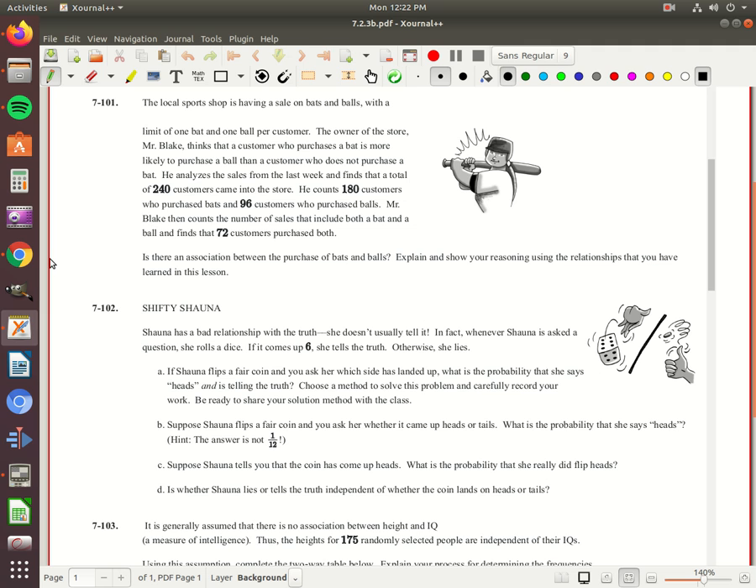A store is having a sale on bats and balls with a limit of 1 bat and 1 ball per customer. The owner of the store, Mr. Blake, thinks that a customer who purchases a bat is more likely to purchase a ball than a customer who does not purchase a bat. He analyzes sales from the last week and finds that a total of 240 customers came into the store. He counts 180 customers who purchased bats, 96 who purchased balls. Mr. Blake then counts the number of sales that include both a bat and a ball and finds 72 purchased both. Is there an association?